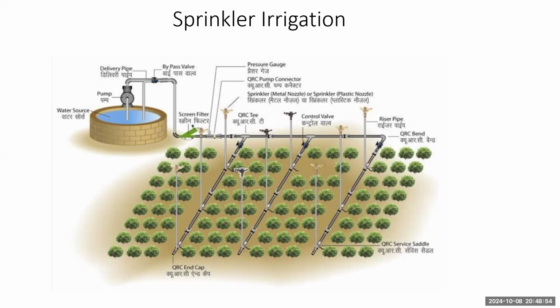Based on sprinkler irrigation and drip irrigation, the question is always asked: write a short note on it. The first important thing is that you have to draw the layout of the sprinkler irrigation system. You have to draw this layout in a 2D figure, and in it you have to show all these main components.